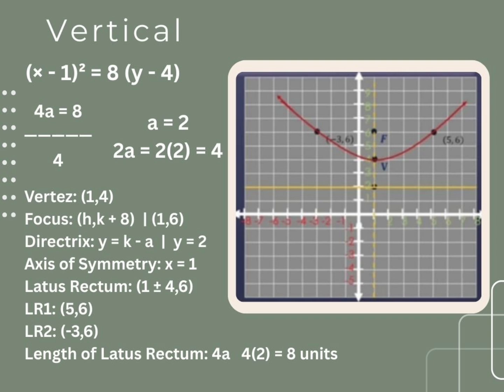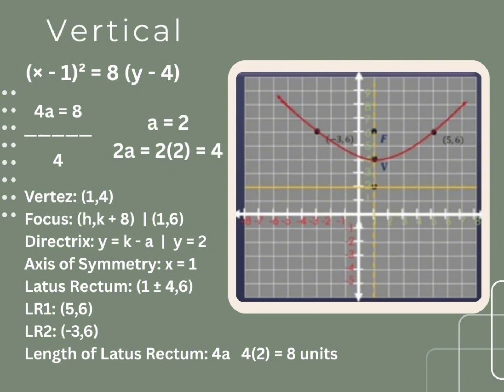So we get (5, 6). And (1 - 2a, 6), we get (-3, 6). The length of the latus rectum is 4a, which equals 8 units.